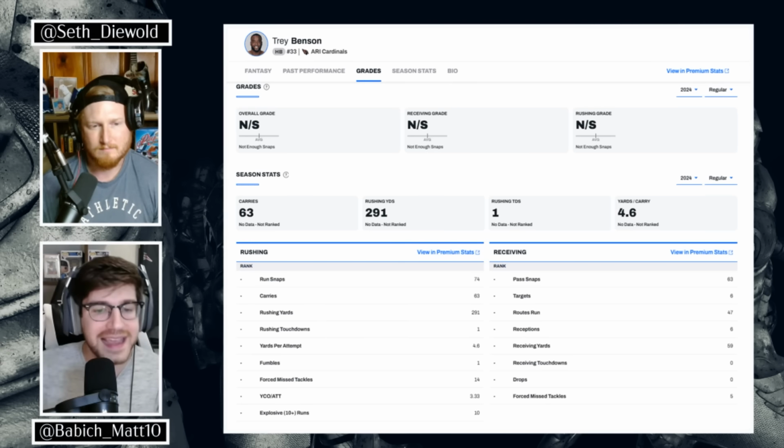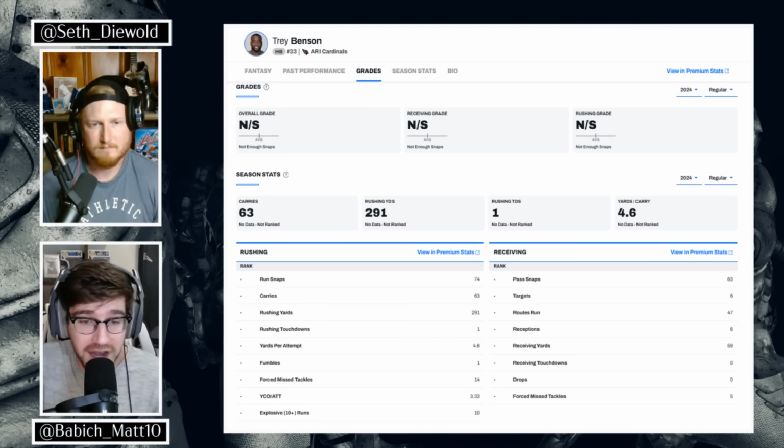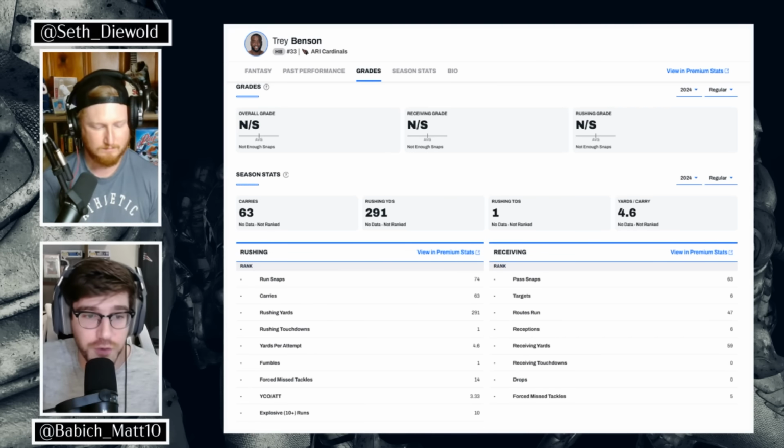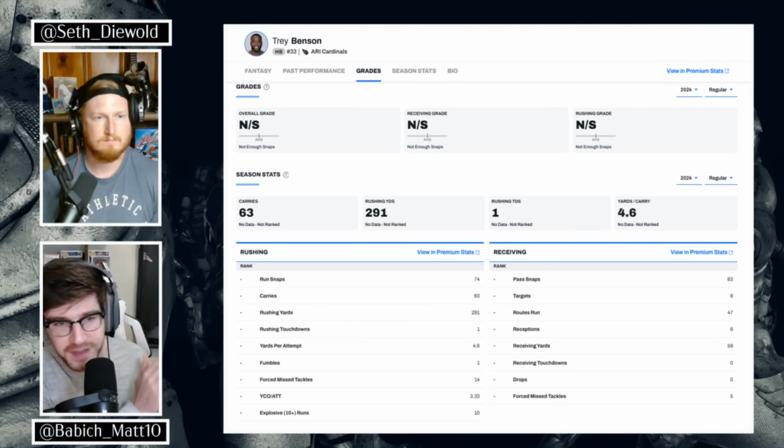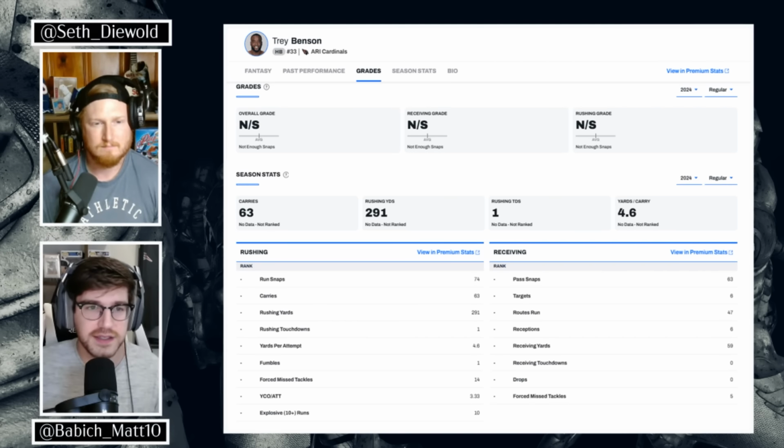So getting a young back at this price, really all because he did what we should have expected him to do all along, and that's ride the coattails of James Conner in his rookie year. I mean, just clap it up if you can get that value.